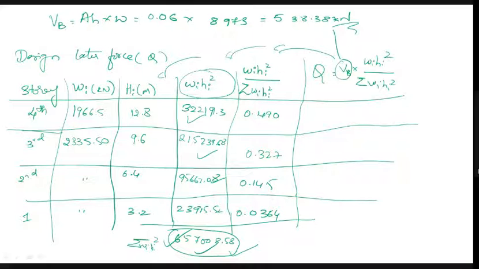Now here what to do, just multiply VB, we know the value of VB. Multiply by this column, it will be 263.8, 176.05, 78.06, and 19.59. Okay, this is how we will design the seismic building with respect to seismic coefficient method.